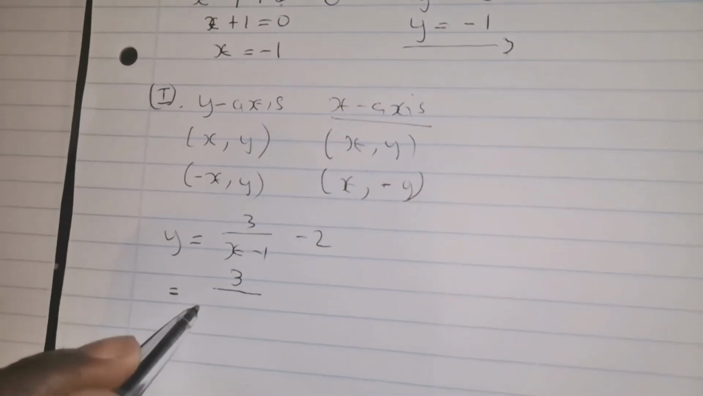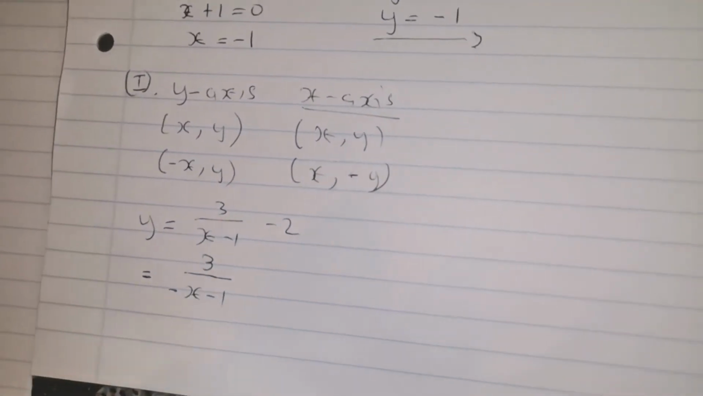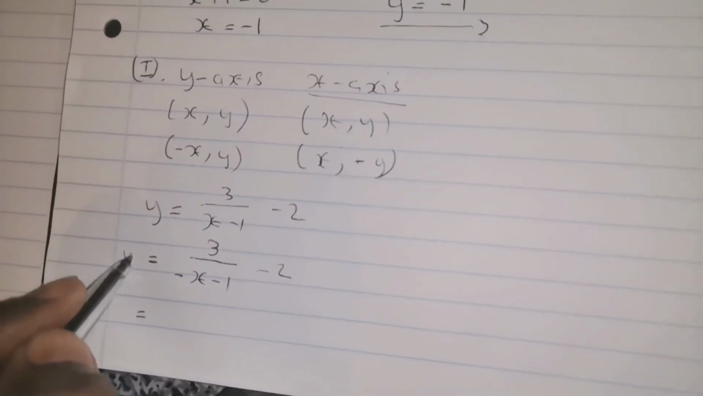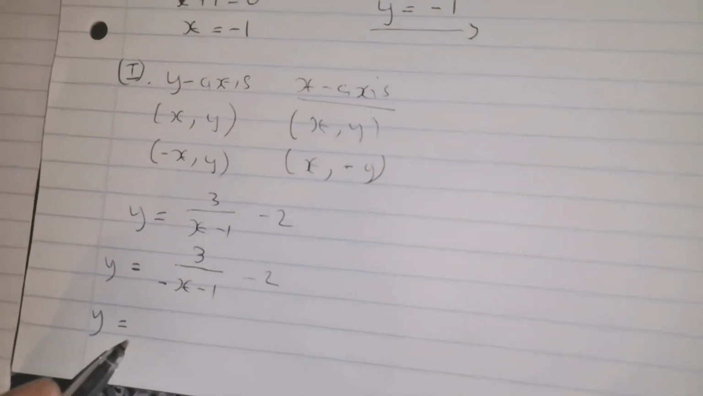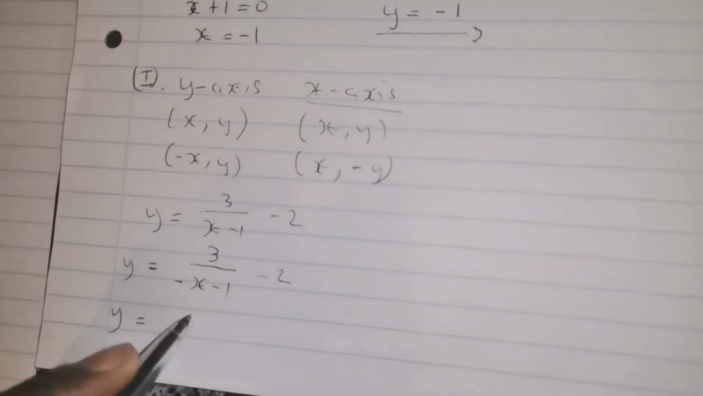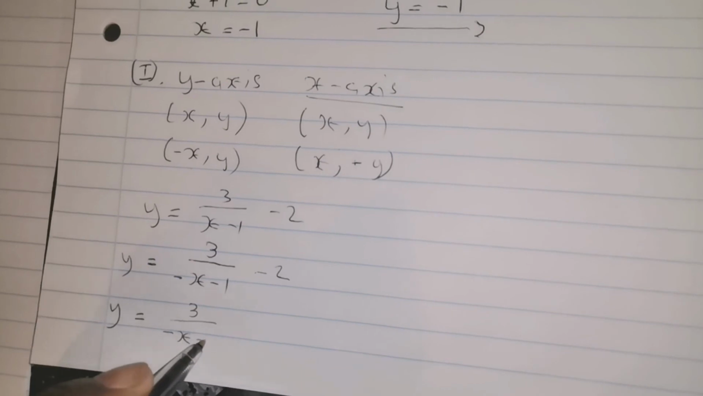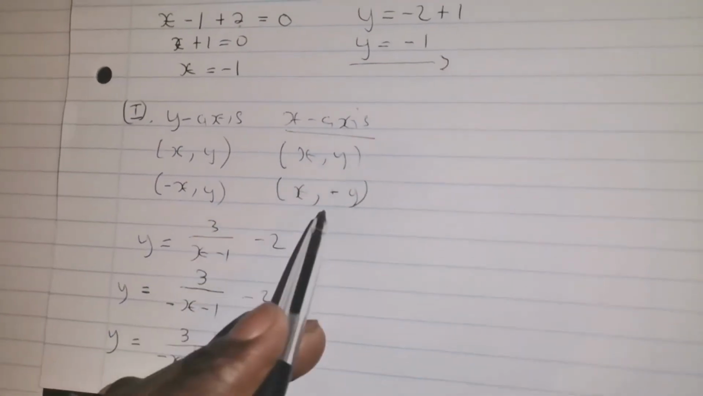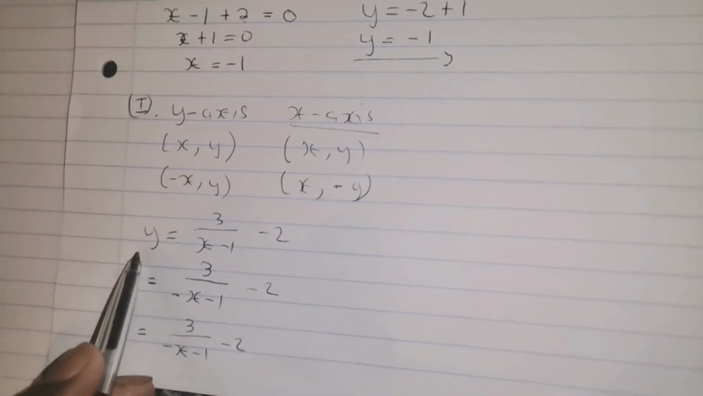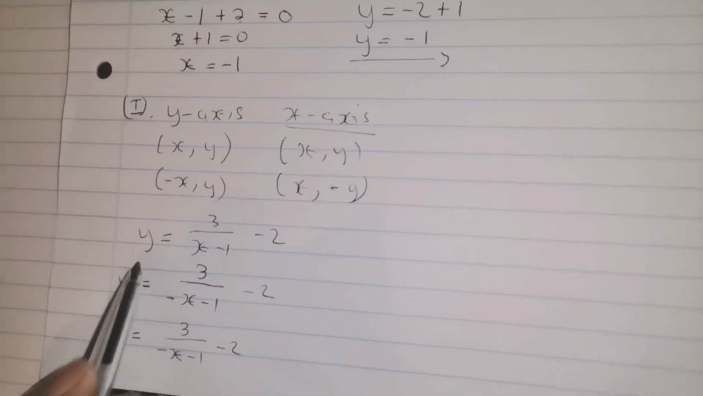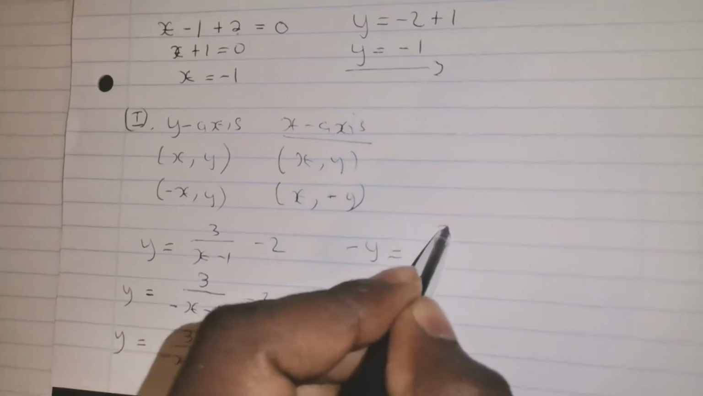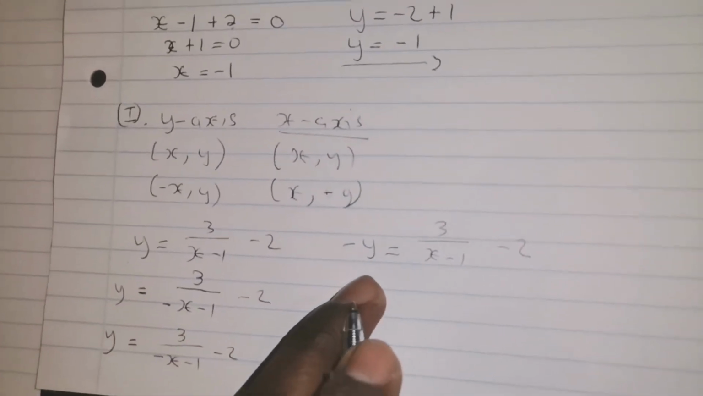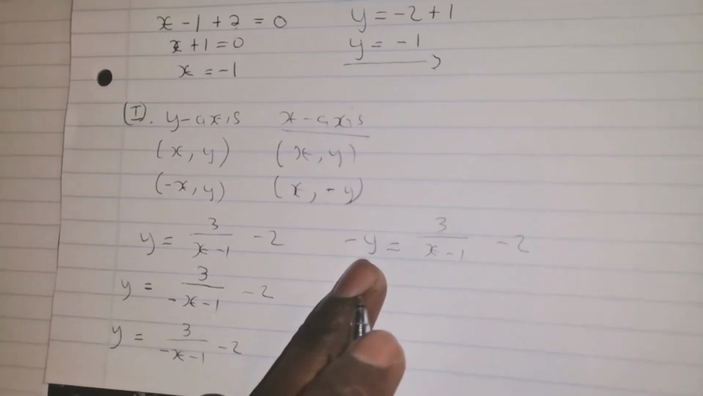3 over negative x minus 1 minus 2 equals, simple. You can just say 3 over negative x minus 1 minus 2. This is reflected about the y-axis. Then let's come to the x-axis. Where you see y, you put in negative y equals 3 over x minus 1 minus 2. We want the positive y, not negative y.